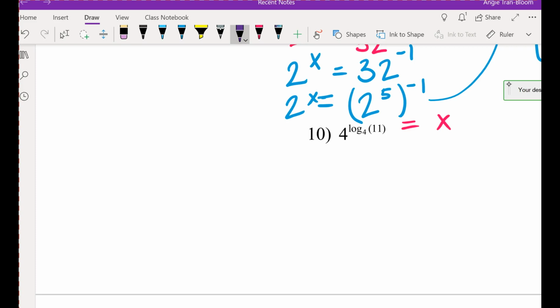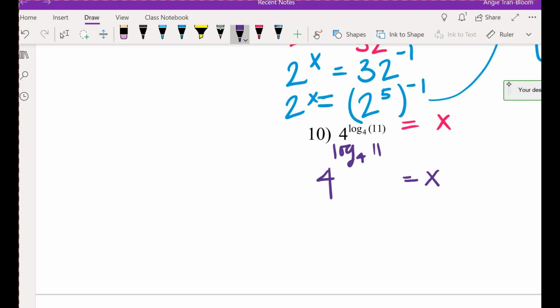So this is currently in exponential form. Your exponent just happened to be a log. So everything is to that. This is really like 4 to this. Can you guys see what it's writing? Okay, equals x. How do you solve for this? How do you evaluate this? It's currently in exponential form. What do you do?